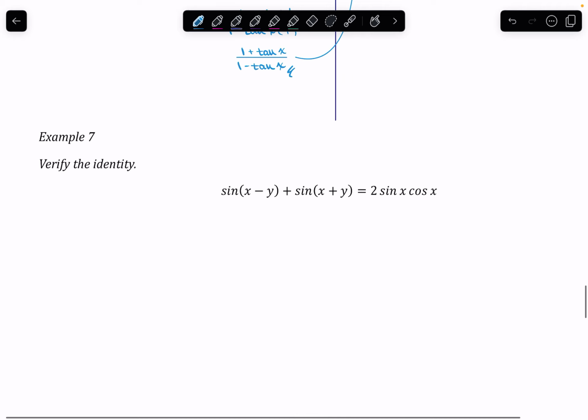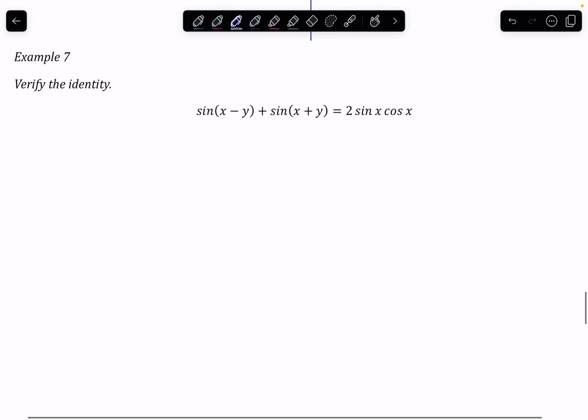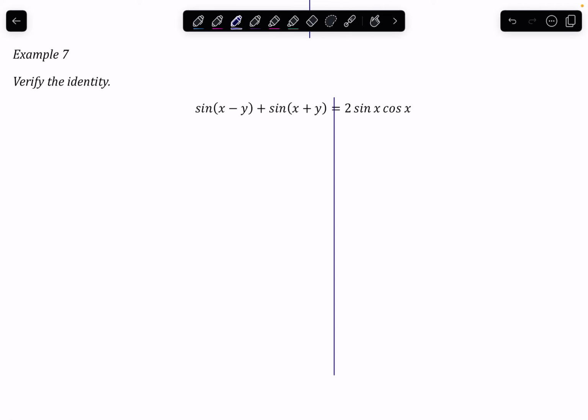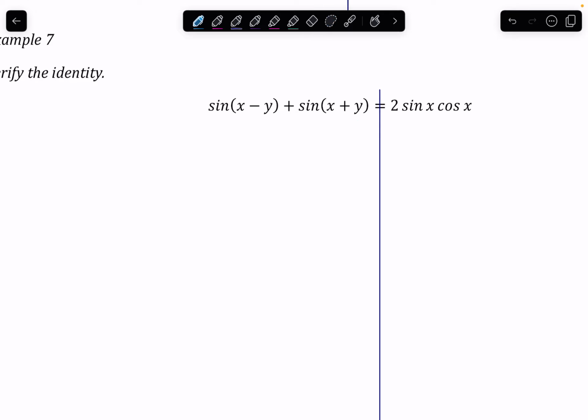Next one. All right, once again, if your angles don't match, work on the side with the more complicated angles. So looking at this one, that's clearly the left side. So we got two composites here, one with a sum and one with a difference. All right, so we'll need a lot of room.